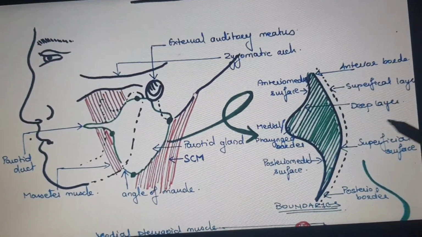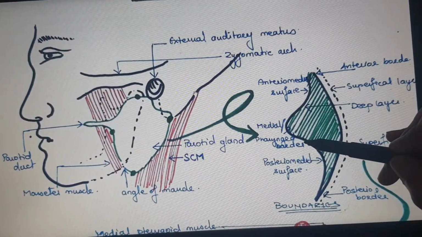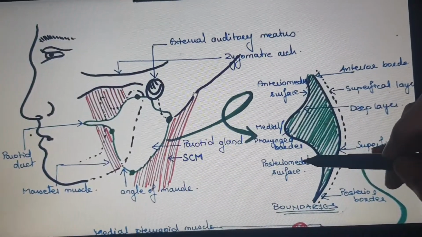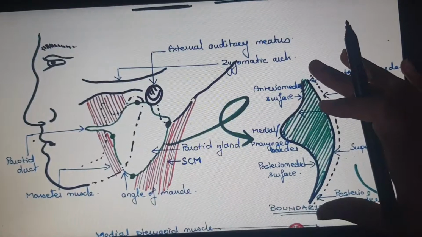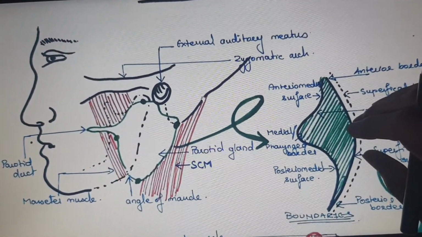A part of this deeper layer, that is the deeper lamina, makes the stylomandibular ligament, which separates this parotid gland from the submandibular salivary gland. You can't appreciate the stylomandibular ligament in this diagram, but you need to note down that point. It can come as an SAQ as well.